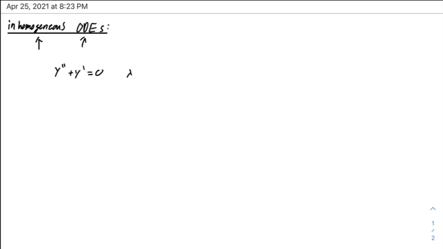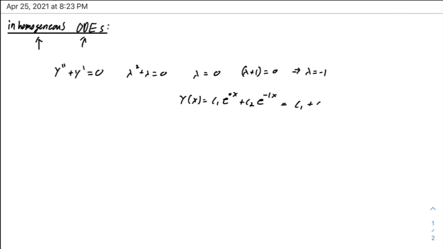Then we could solve this by saying lambda squared plus lambda is equal to 0. So we get lambda equals 0, or lambda plus 1 is equal to 0, which then goes to lambda equals -1, and then we can easily get y of x is equal to c1 e to the 0 times x plus c2 e to the -1 times x. So just c1 plus c2 e to the -x.